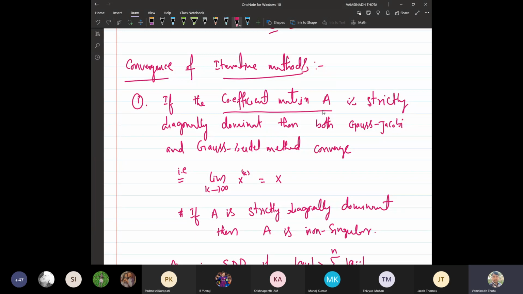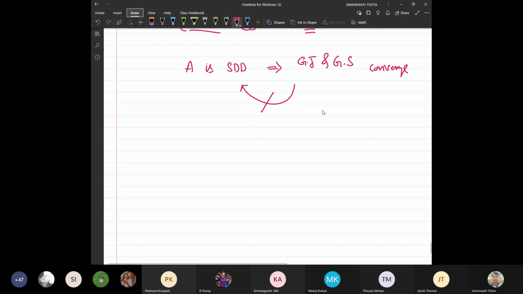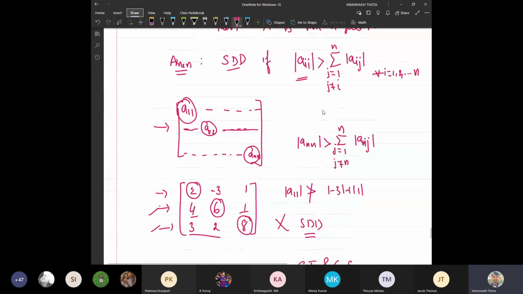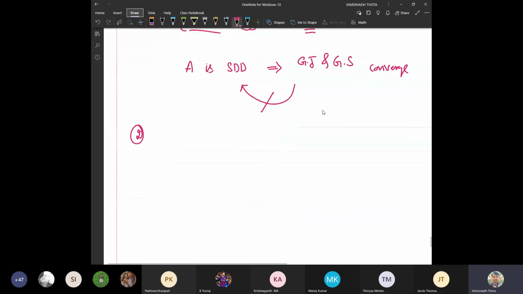So strict diagonal dominance of the coefficient matrix is a sufficient condition but not a necessary condition for the existence of a solution, or for the convergence of the Gauss-Jacobi and the Gauss-Seidel methods. Now coming to the second one. The first condition depends on the coefficient matrix. The second one depends on the iteration matrix.